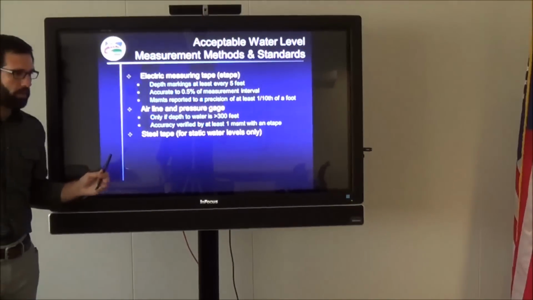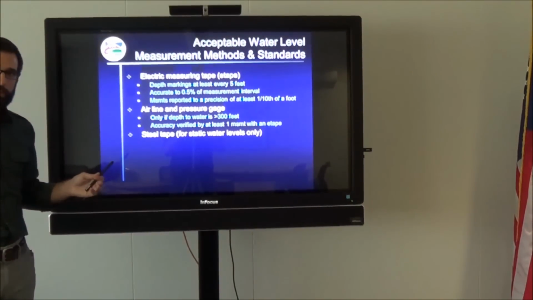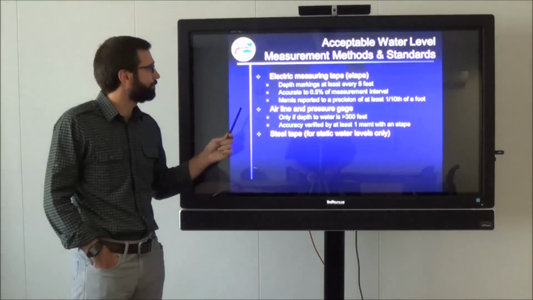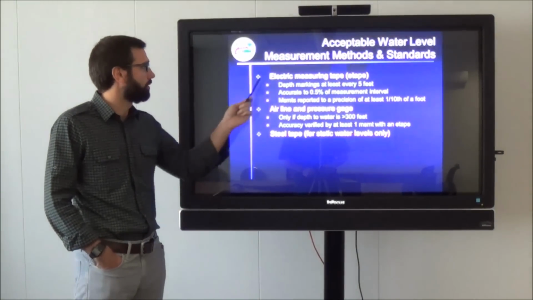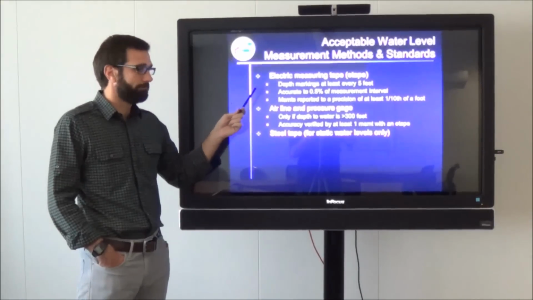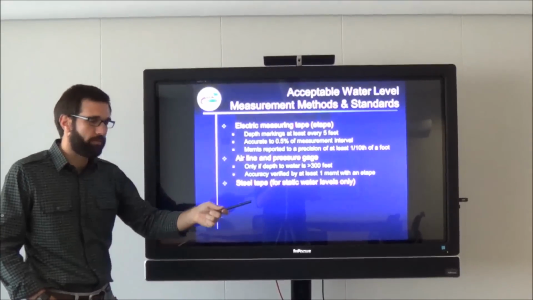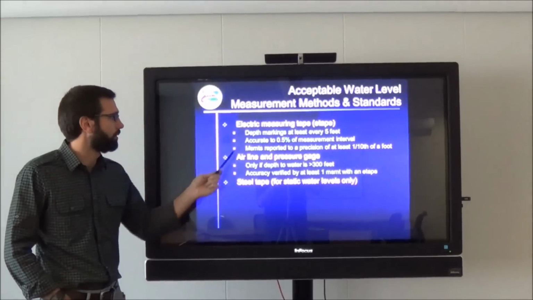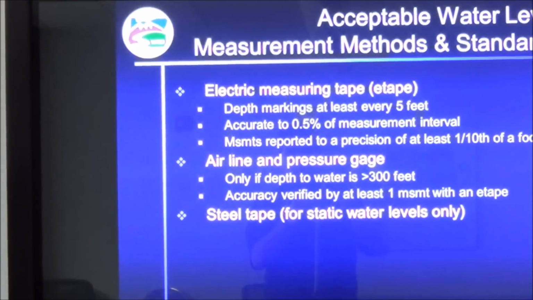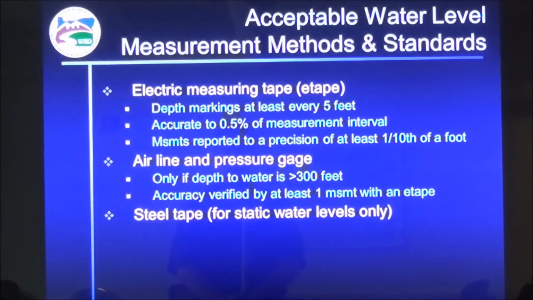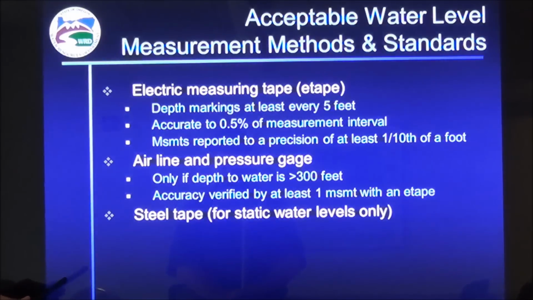So we've talked about water level measurement methods, the different equipment that we used. Now here's kind of the standards that we have for them. So on our electric tape, we need depth markings at least every 5 feet, which we have on the one that I showed earlier. So it needs to be accurate to 0.5% of the measurement interval. It equals about 0.03 of a foot. And then you need to report to a precision of at least 1/10 of a foot. If possible, we like it down to 1/100 of a foot.